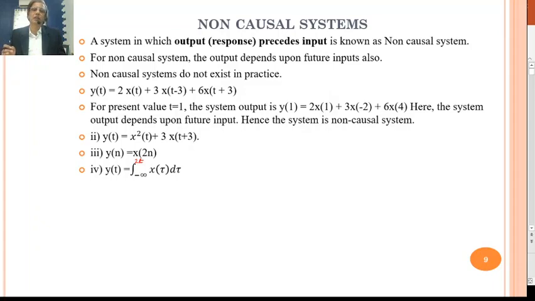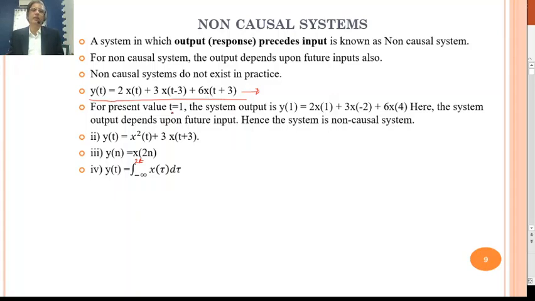In the case of the non-causal system, the output depends upon the future input also. Means the system in which the output depends on future values is called a non-causal system. And non-causal systems are unrealizable in real time, as the output comes first before giving the input. Now this equation is given, and it represents the system. Now we will find out whether this is a causal or non-causal system.